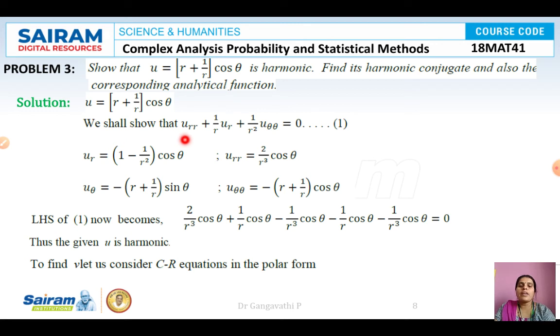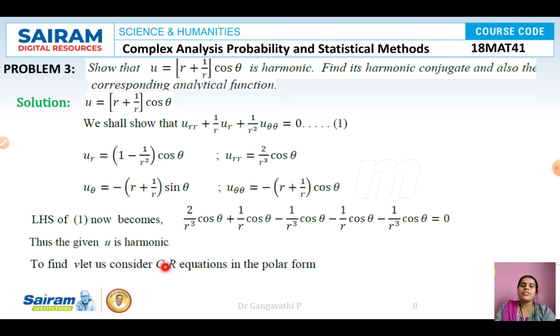Since it is in the polar form, this is the two-dimensional equation it has to satisfy. So we need to have ur, u theta, u theta theta. So u is differentiated with respect to r, again with respect to r. U differentiated with respect to theta and again with respect to theta. Now substituted in equation 1 and we see that it is equal to 0. That means that u is harmonic. It is satisfying this Laplace equation, therefore u is harmonic.